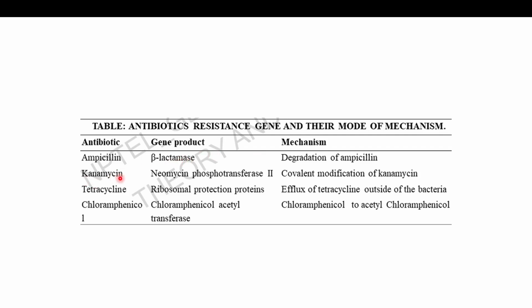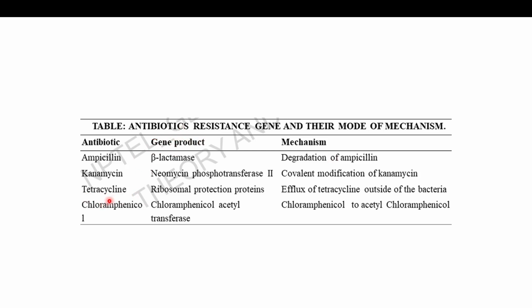Okay. For kanamycin, there's neomycin phosphotransferase II. The kanamycin resistance gene produces this particular product, which modifies the kanamycin covalently, and the cells become resistant to kanamycin. Then there's tetracycline.